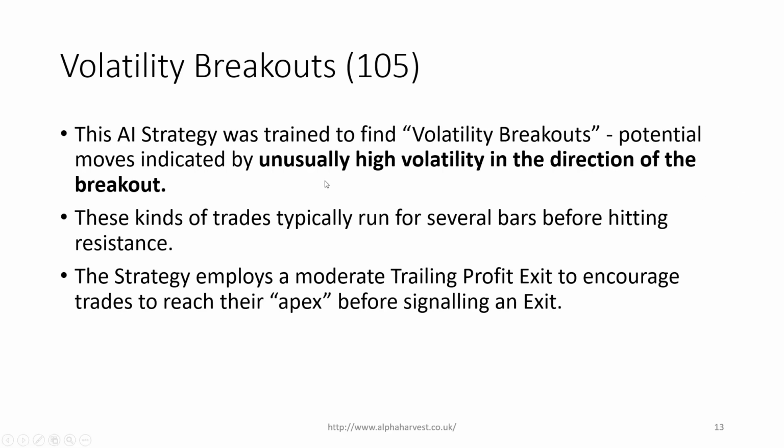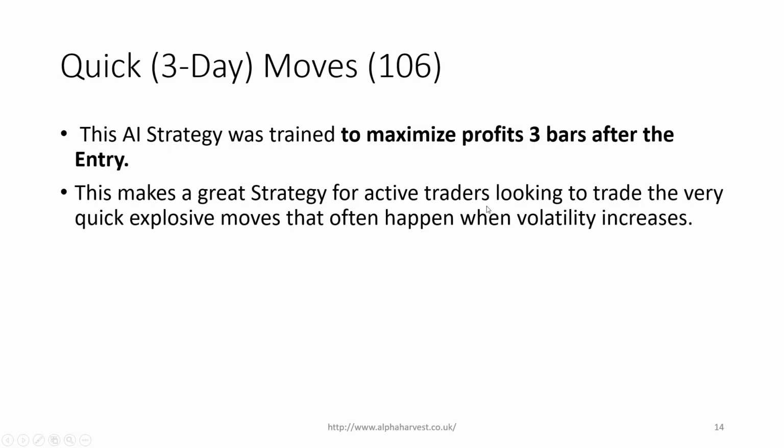Volatility breakouts. Here the AI looks for unusually high volatility in the direction of the breakout. So these are fantastic high volatility trading strategies. And then the three-day quick moves. These are fantastic shorter term swing trades, in and out in a three-day time frame. You can use this strategy to get yourself into a trade and then just move a stop loss up as it goes along. You don't necessarily have to get out when the AI tells you to get out.